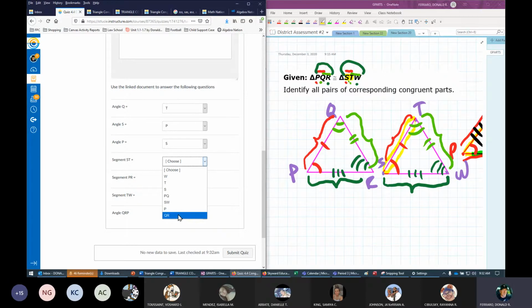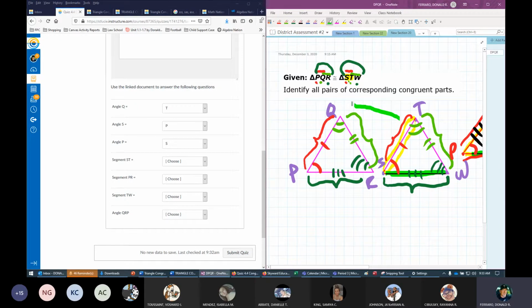SW. So SW is actually in the same triangle. SW is this line right here. But we're looking for the corresponding part on the other triangle over here. Oh, so PQ. PQ. Good. Makes sense? Yeah. And understand that we're going to get a little bit more complex here once we get into the postulates proving triangle congruence, which is going to be our guided notes. So PQ, that's a good job there, Bashard.